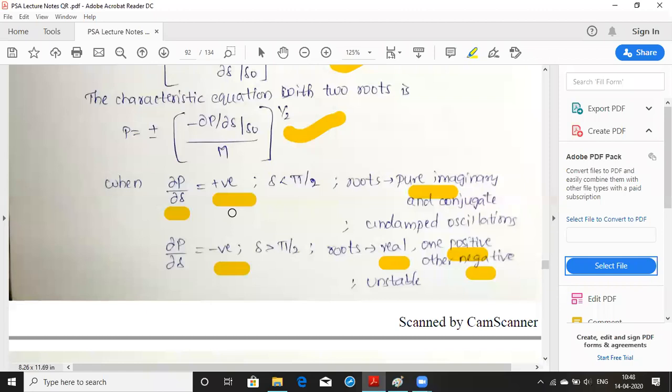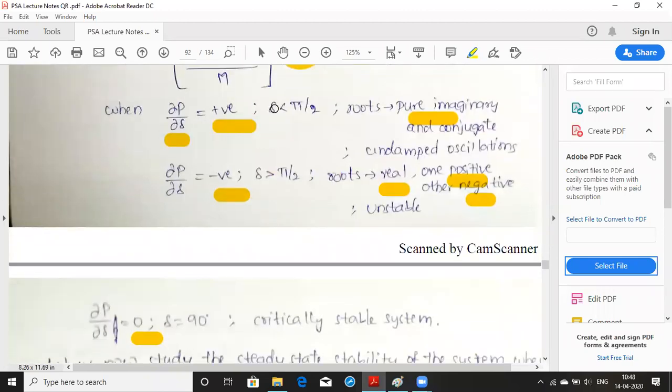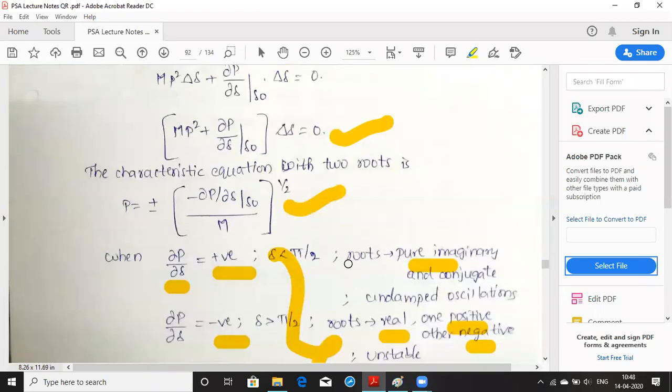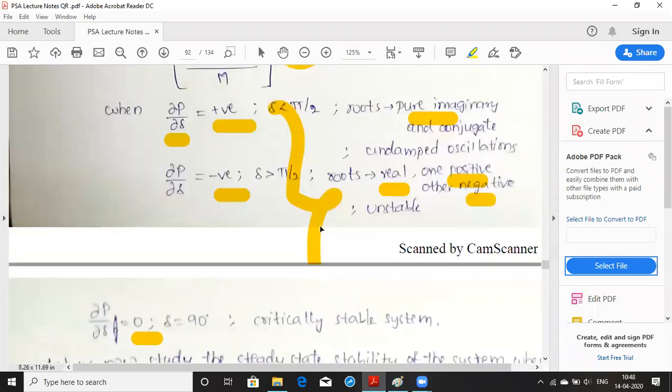Either the change may be positive, negative, or zero. Depending on these three conditions, we can say whether stability is achieved or not, that is, whether the system is steady state stable or not. We are going to decide based on these three conditions.